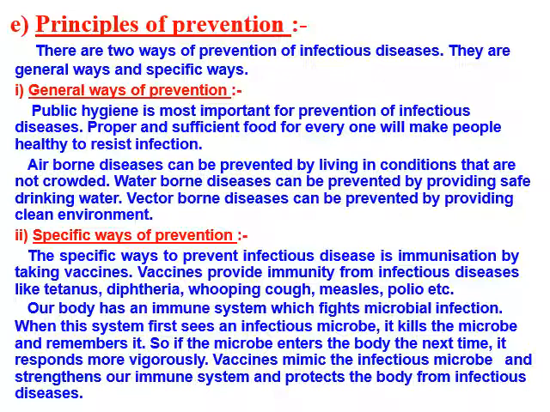So there can be general ways and specific ways. The general way of prevention is public hygiene. It is the most important for prevention of any infectious disease. Proper and sufficient food for everyone will make people healthy and resist infection. As you are all well acquainted, during corona time, it is always advised to take a balanced diet, good food, vitamin C, vitamin A, vitamin D. Airborne diseases can also be prevented by living in conditions that are not crowded. Again, in the case of corona, social distancing is suggested.